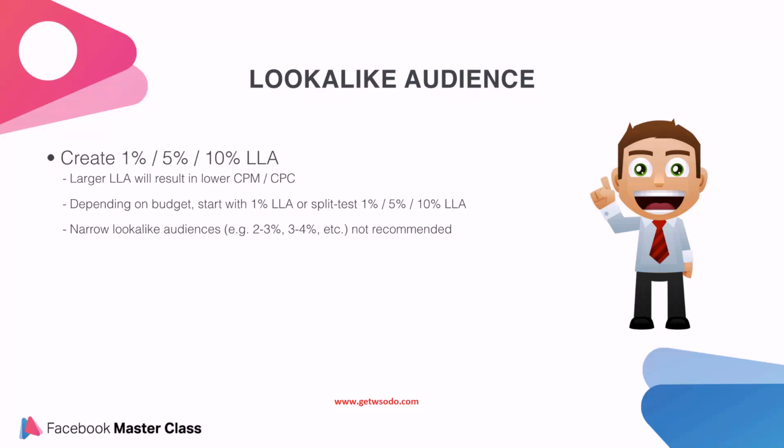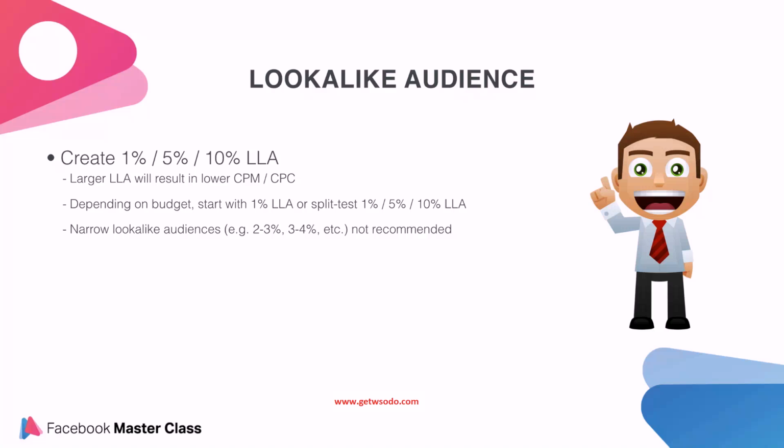So you always have to split test a 1%, a 5%, and a 10% lookalike audience. Now, depending on your budget, either start with a 1% lookalike audience only or split test a 1%, a 5%, and a 10% lookalike audience simultaneously. If your budget is limited, start with a 1% lookalike audience, and if you have something that you want to optimize or scale, then you can split test a 5% and a 10% against a 1% lookalike audience. But if you're working with larger budgets, then I recommend starting out right away with a 1%, a 5%, and a 10% lookalike audience.